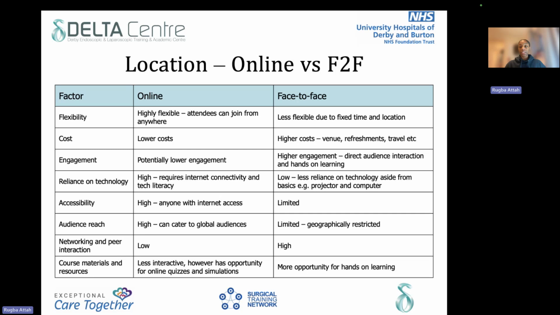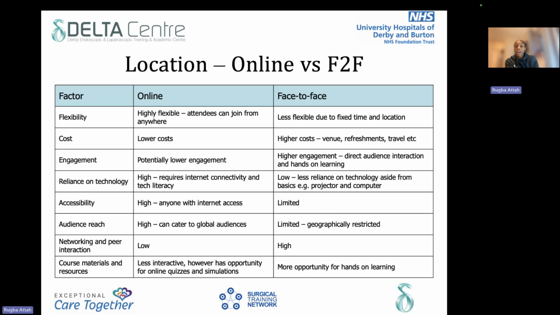So first, flexibility. Online is a lot more flexible than face-to-face, as attendees can join from anywhere. Cost: online tends to have lower costs unless you do have to pay for the platform. I know, for example, on Zoom, if you have an audience over a certain number, you do have to upgrade your membership or your subscription. So that's potentially where some costs may come up there. But face to face, there's a lot more to pay for. So venue costs, refreshments if you're feeding your attendees, travel, accommodation, things like that.